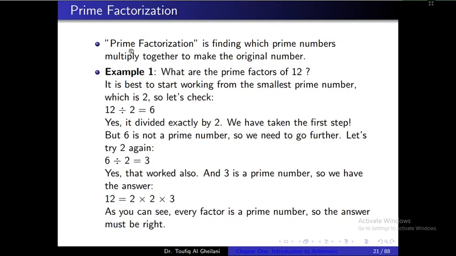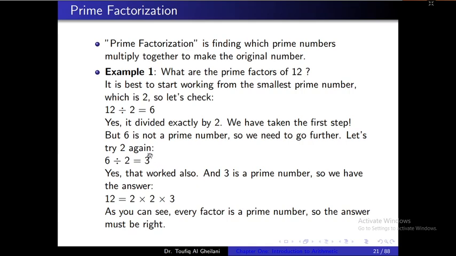Prime factorization. Prime factorization is finding which prime numbers multiply together to make the original number. Example 1. What are the prime factors of 12? It is best to start working from the smallest prime number, which is 2. So let's check. We divide 12 by the first prime number 2, and we get 6. Yes, it is divided exactly by 2. We have taken the first step. But 6 is not a prime number, so we need to go further.